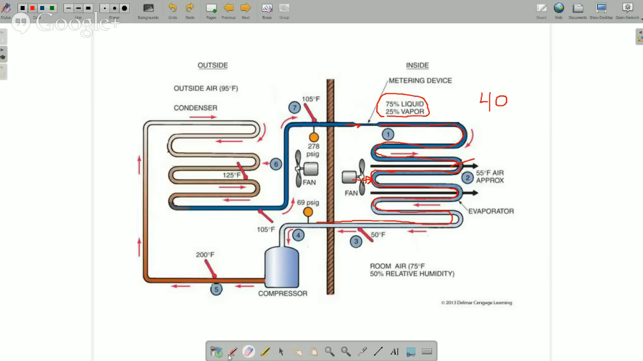It's going to pick up quite a bit of heat. It could be 65, it could be 70 degrees coming out of here, and you're going to have 25 degrees of superheat, and that's your indication of an undercharged system with a fixed metering device. So when you have a fixed metering device and a low system charge, you will have low to no subcooling. You are going to have very, very high superheat.